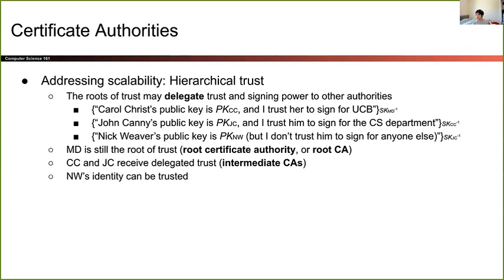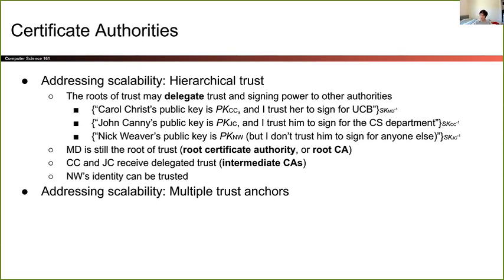That's the first way we're going to address scalability. And the second way we're going to address it is by having multiple trust anchors. So whereas previously in the trusted directory model, we just had a single mega computer that served everyone, we have multiple people that we all trust implicitly.